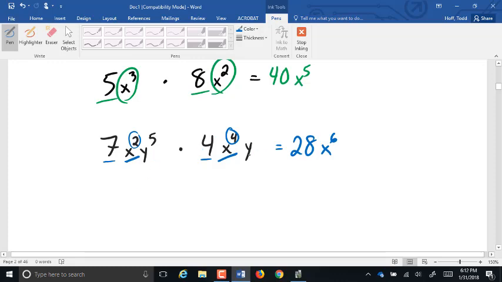Y to the 5th times y. Well, just y by itself has what power? 1. Even though it's not written there, it's 1. So 5 plus 1 is 6. That's also y to the 6th.